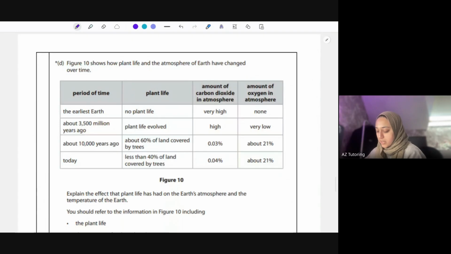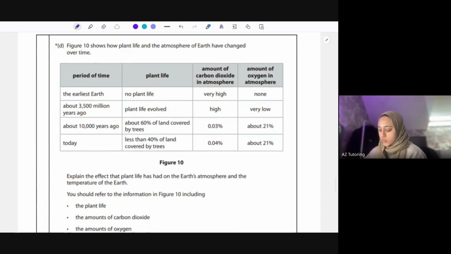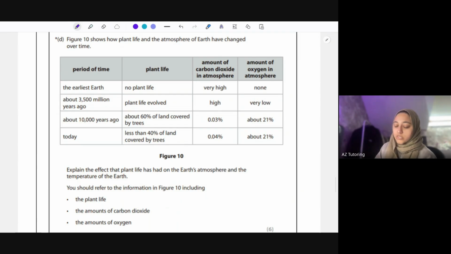So figure 10 shows how plant life and the atmosphere of the Earth has changed over time. So this stuff you need to know by memory. They've given it to you here, but you do need to know this by heart as well. So the atmosphere in early Earth about 3.5 million years ago, about 10,000 years ago, and what it is today. So it's talking about the plant life. You can see the plant life has evolved. So therefore, there would be an increase of oxygen because they're carrying out photosynthesis. And you can see the amount of carbon dioxide in the atmosphere has decreased over time.